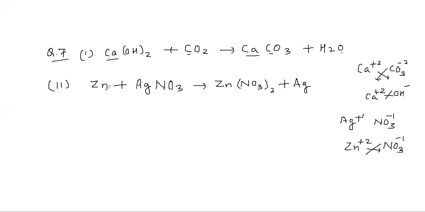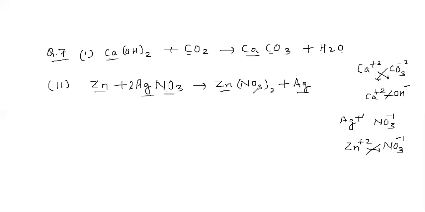Now let's balance. So Zn 1, 1, Ag 1, 1. But NO3 here, N is 1, here N is 2, and oxygen here 6, here 3. It means we have to put 2 here.